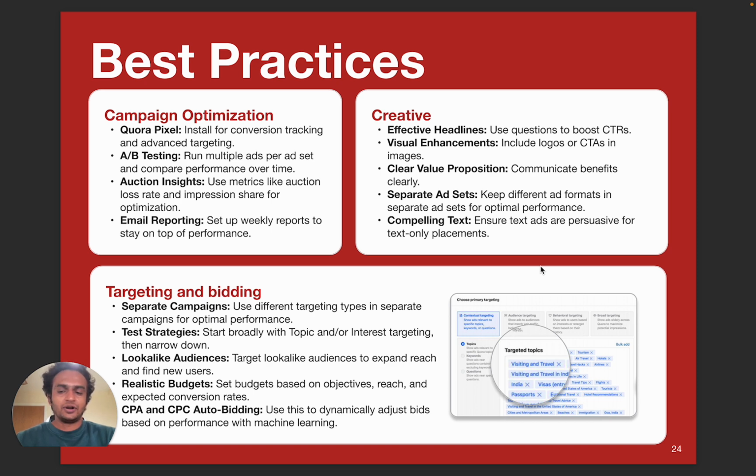Like I mentioned, we already have the CPA and CPC auto bidding. This will help you to dynamically adjust bids based on the performance with machine learning. And you don't have to manually change your bids.